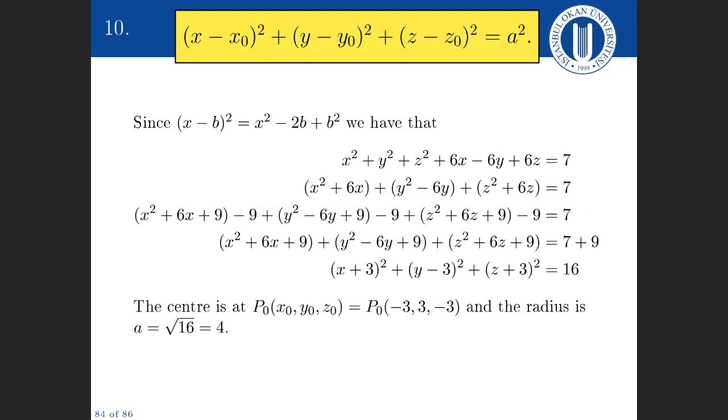Rearrange that so that all of the spare numbers are over on the right-hand side. x squared plus 6x plus 9, that's the same as x plus 3 squared. Plus y squared minus 6y plus 9, that's the same as y minus 3 squared. Plus z squared plus 6z plus 9, that's the same as z plus 3 squared, is equal to 7 plus 9, that's 16. Now we have our equation in the standard form. It looks like the equation in the yellow box at the top. So now we can read off that the center is at minus 3, plus 3, minus 3, and the radius is 4.